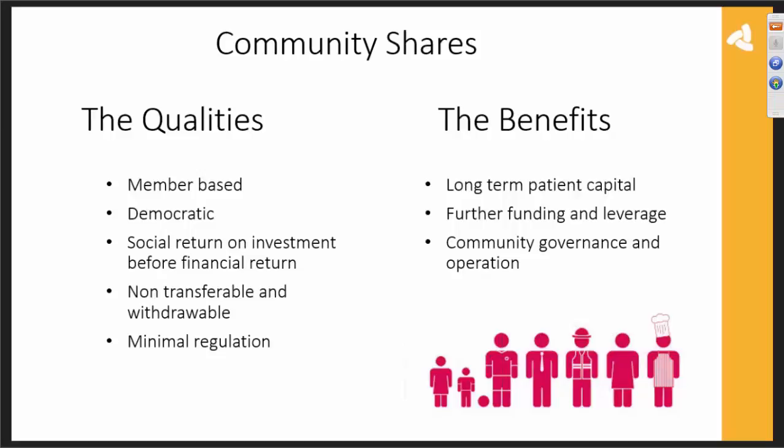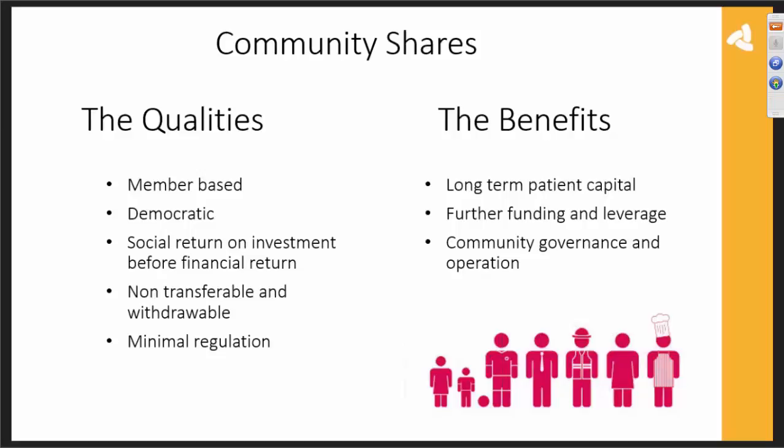So just to quickly go through some of the benefits. We talk about this as being long-term patient capital, which is essentially just a fancy way of saying that this is your money. Once it's in, as long as you're sticking to the aims and objectives that your members have signed up for, it's essentially yours to do what you want with, when you want. Comparing to loans, there's no repayment schedule. And comparing to grants, there's no reporting necessarily. There's not a long list of KPIs that you have to fulfill.